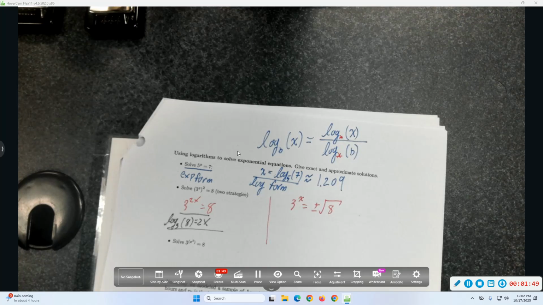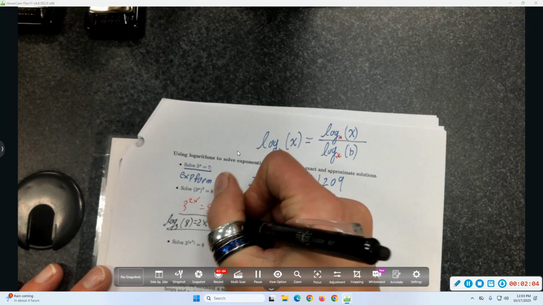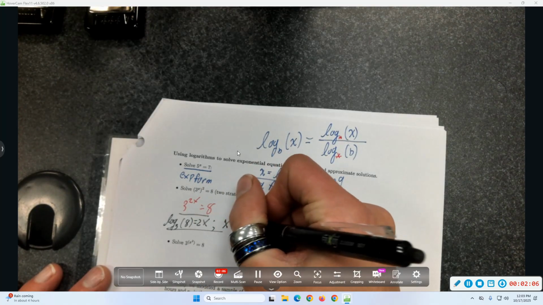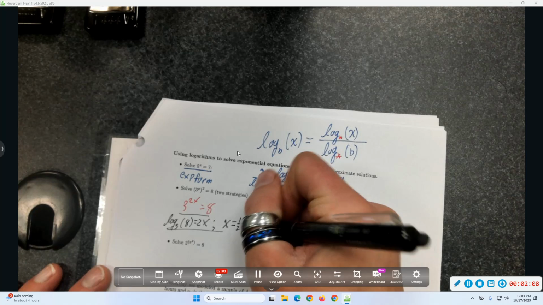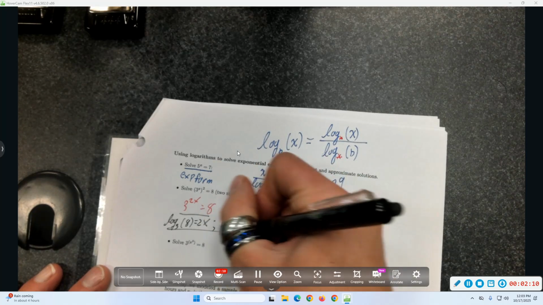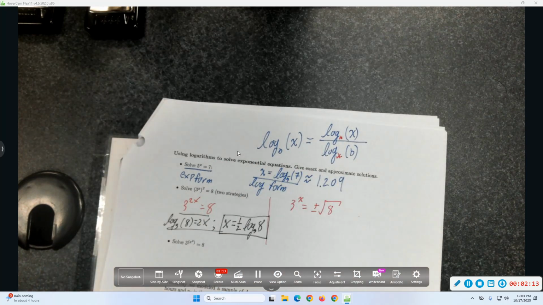Does that look like we're closer to having x solved for? I think so. There's only one thing left. What do you need to do to finish that off? Get x by itself. How do you do that? Divide by 2. So it looks like I'm getting x equals 1/2 log base 3 of 8. Cool. Does that feel pretty all right?